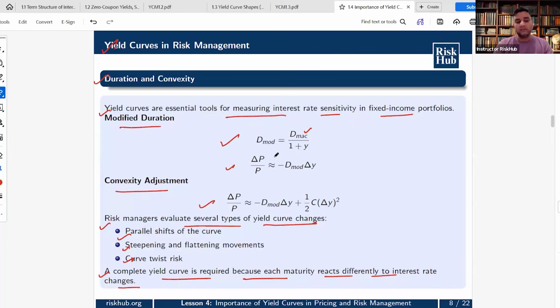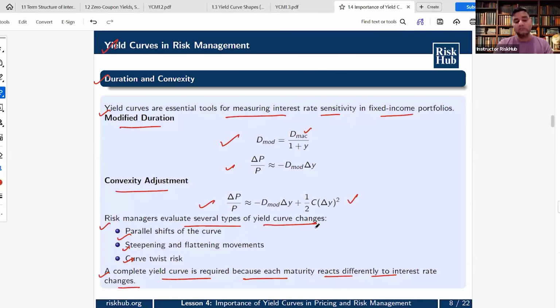Then we have convexity. Convexity is basically the curvature of the price-yield relationship, used to correct the straight line estimate above. This is given by this formula: delta P over P is approximately equal to minus D mod times delta Y plus 1 half times C times delta Y squared. The formula has a second order term because delta Y squared is always positive. Positive convexity helps in both directions. It reduces loss when yields rise and adds to the gain when yields fall. It is used because the duration estimate degrades once yield moves get large.